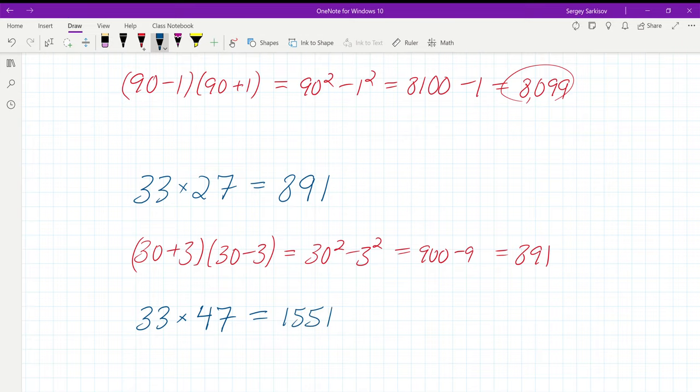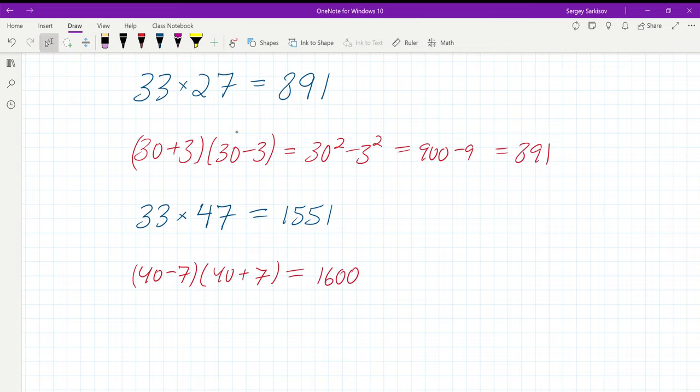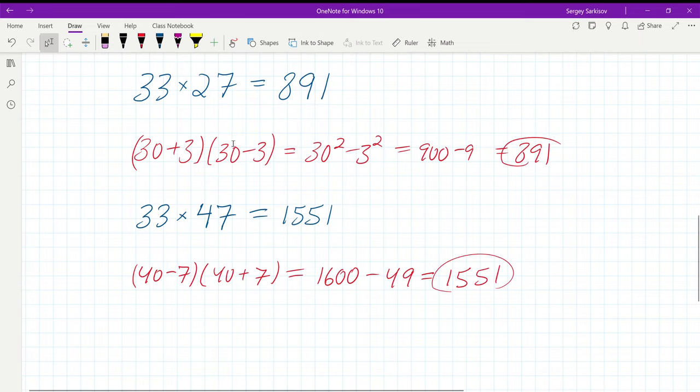And again, that's a little more challenging. Just numbers are slightly more challenging. Let's check, is that correct? 40 minus a 7, and 40 plus a 7. Okay, that looks right. It's a different way, different numbers completely. But you get 1600 minus 7 squared, which is 49, and that's equal to 1551. Cool, right? So these are the results. You can do other things with 33, not just 27. And other ones. So you have to have a middle term, okay?